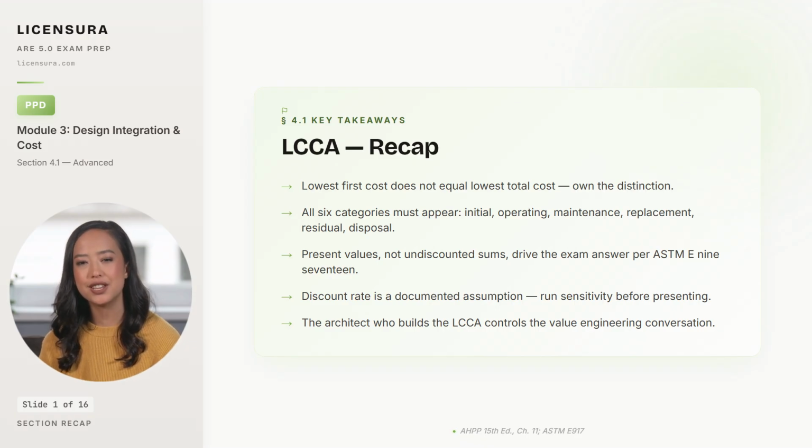Present value comparisons per ASTM E917, not raw, undiscounted sums, are the exam-correct method. Discount rate is an assumption that has to be documented and stress-tested with a sensitivity check, because moving it a few points can flip which option looks like the right answer. And finally, the architect who walks into the conversation with the LCCA in hand controls the discussion. The architect who only quotes first cost loses to the contractor every time.